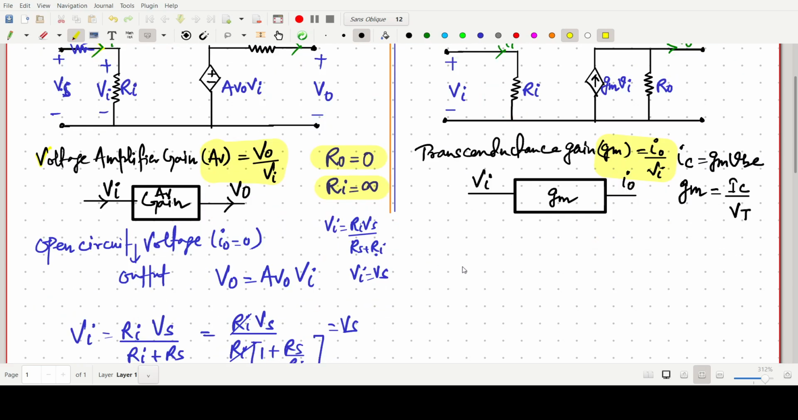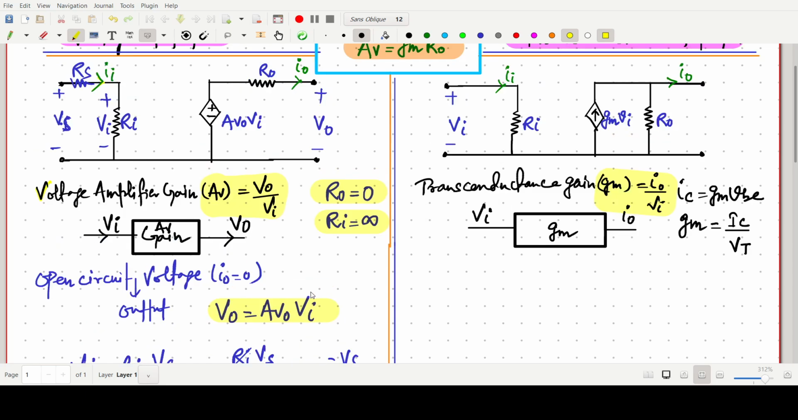Okay, so now this one is clear. This one is also an important relationship, that V naught equals AV naught into Vi, where AV naught is the open circuit voltage gain, and V naught is the open circuit output voltage.